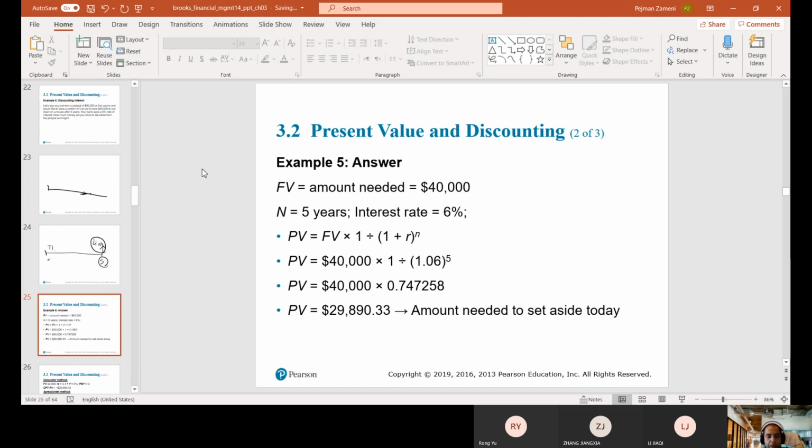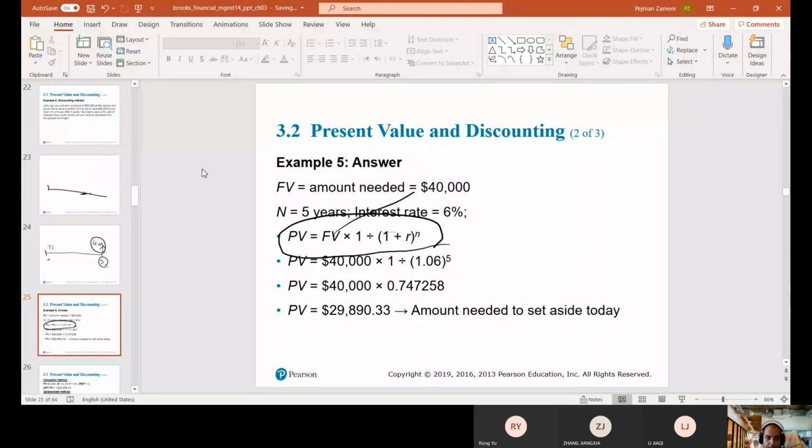Okay, means future value is 40,000. Number of years is 5 years. Interest rate is given to us at 6%. Okay, we have all the variables. We are just plugging it into this formula that we already have learned, yeah? This formula, you remember this formula?